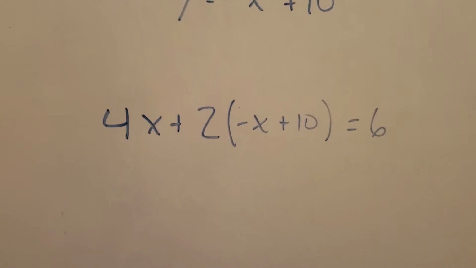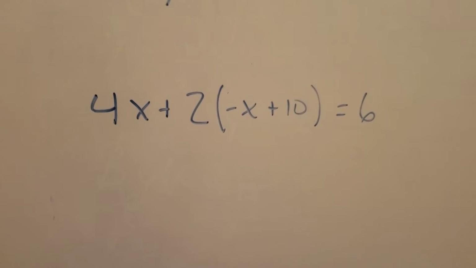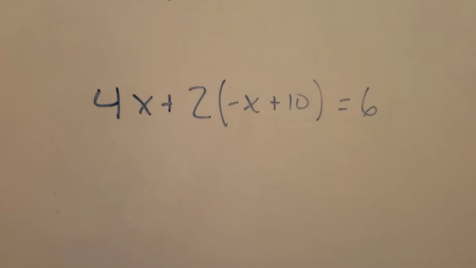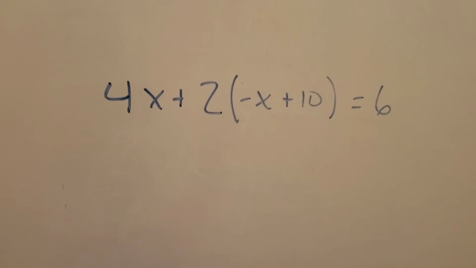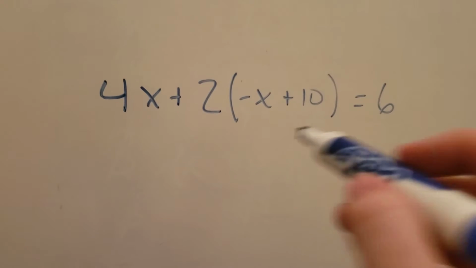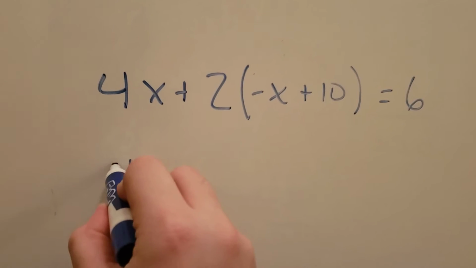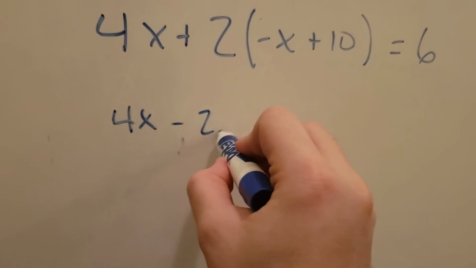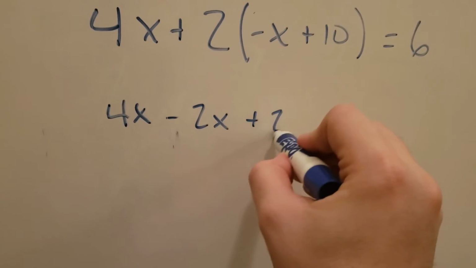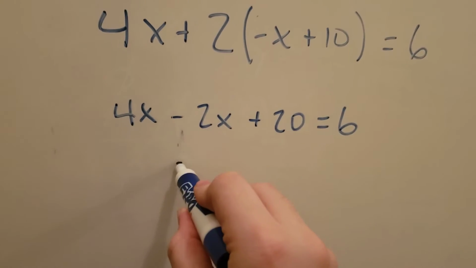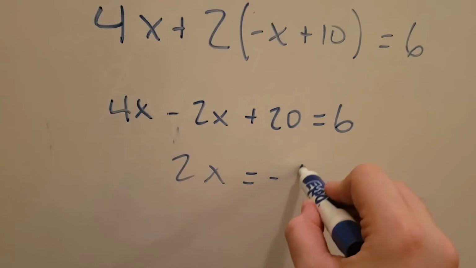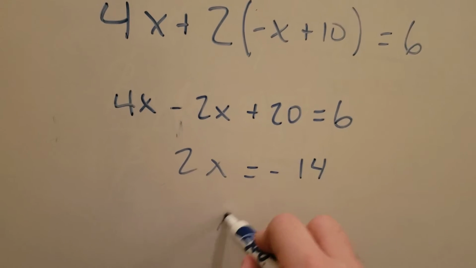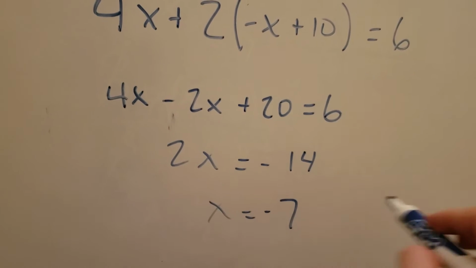Now we have an equation with just x's in it, so we can actually solve for x. Once we have the x value, we can solve for y. Pretty easy. So let's do that. First things first, we'll need to distribute. Oops, making mistakes already. So we're going to get 2x is equal to negative 14, so x is equal to negative 7.